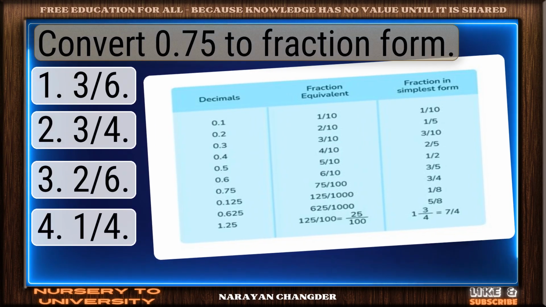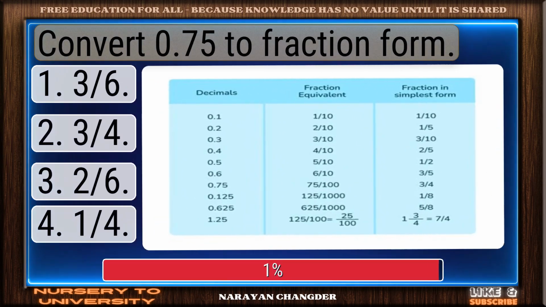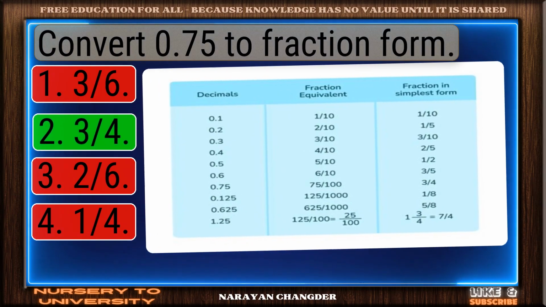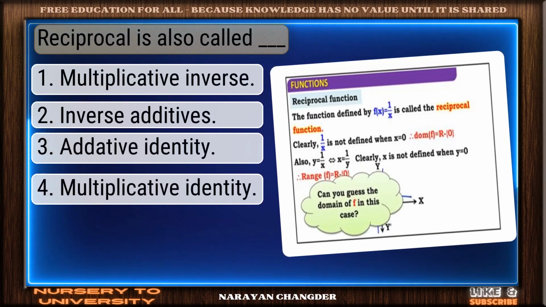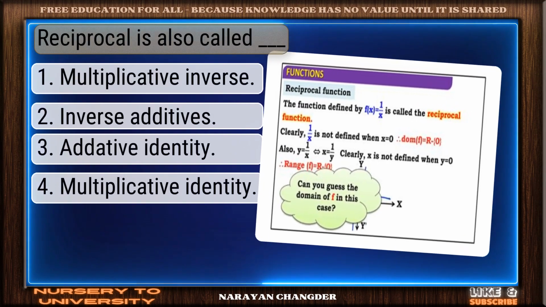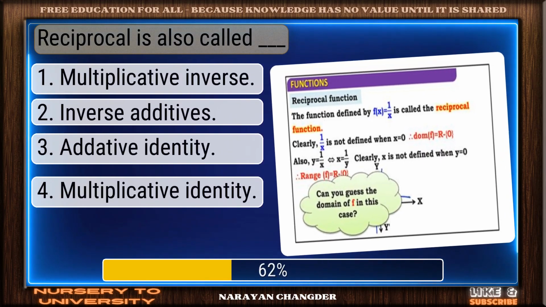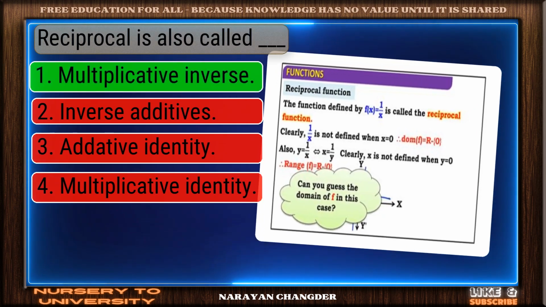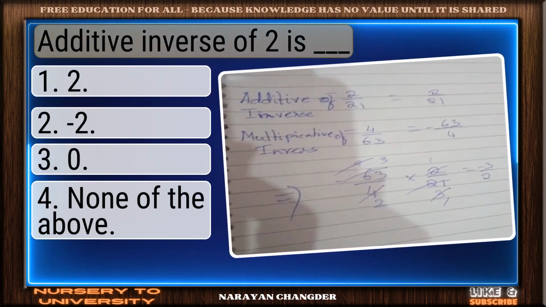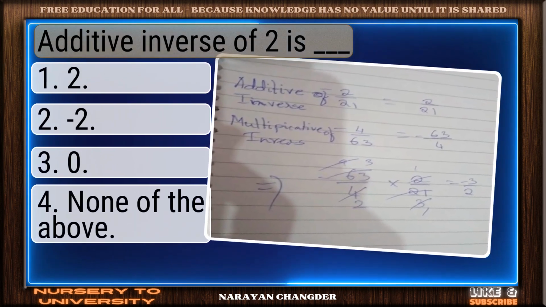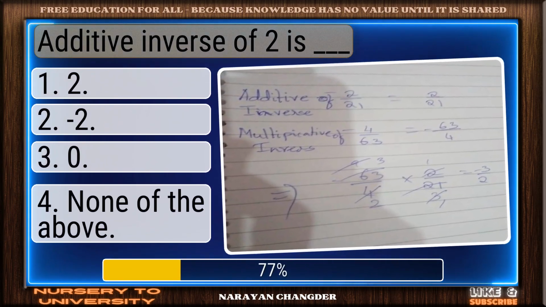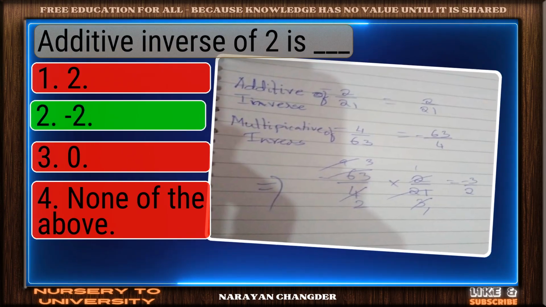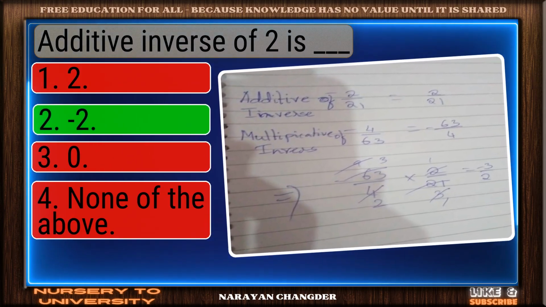Question number 130. Convert 0.75 to fraction form. Good job. Your answer 3/4 works well here. Question number 131. Reciprocal is also called dash. Right choice. Multiplicative inverse is the best answer. Question number 132. Additive inverse of 2 is dash. Clear logic. Your choice 2 is sound and 100% true.